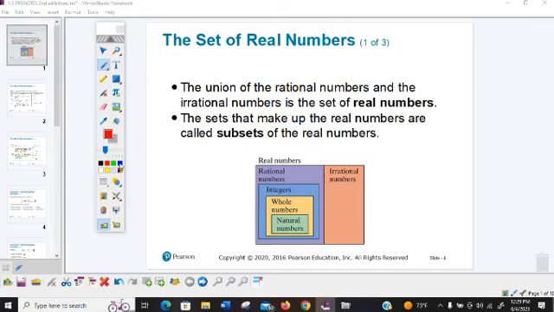In this video, we're going to talk about the properties of real numbers. So first, let's talk about the set of real numbers. This is a really good visual down here. There are also examples on the next couple of slides. So let's start with natural numbers.